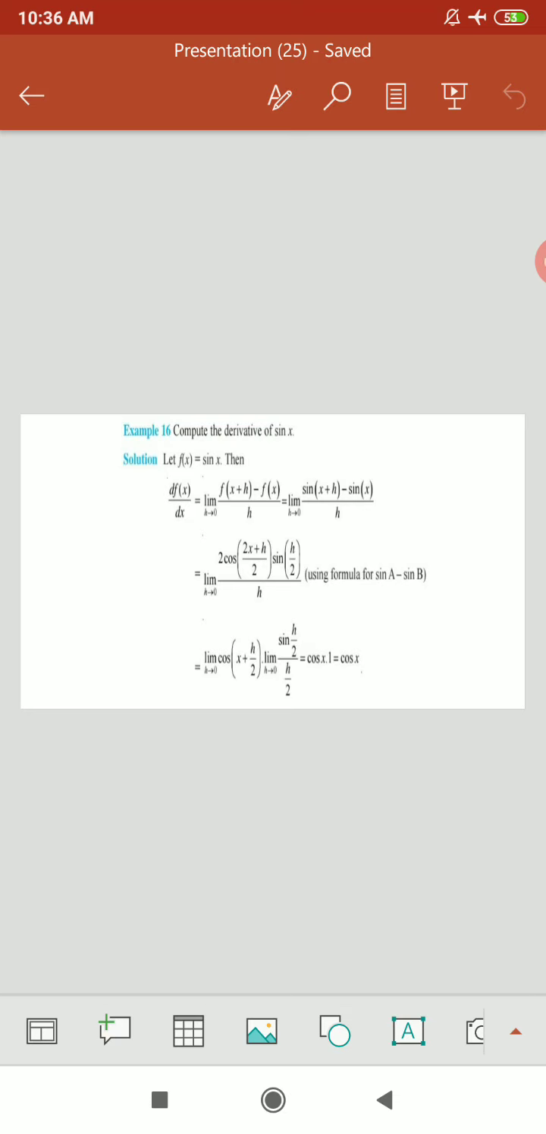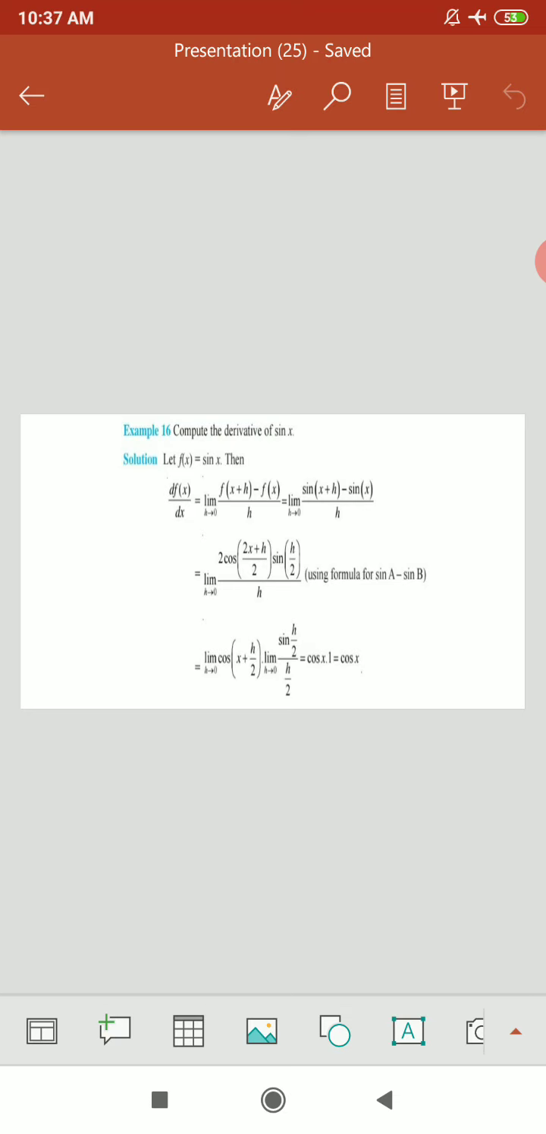ये 2 जो है 2x का भी डिवाइड है, h का भी है, 2x का डिवाइड होगा तो x बचेगा, यहाँ से h by 2 बचेगा, तो ये हमें मिलेगा limit h tends to 0 cos of (x plus h by 2) into limit h tends to 0 sin of h by 2 divided by, ये 2 जो है प्रोडक्ट में ये डिनोमिनेटर में लेंगे तो h by 2 आएगा.